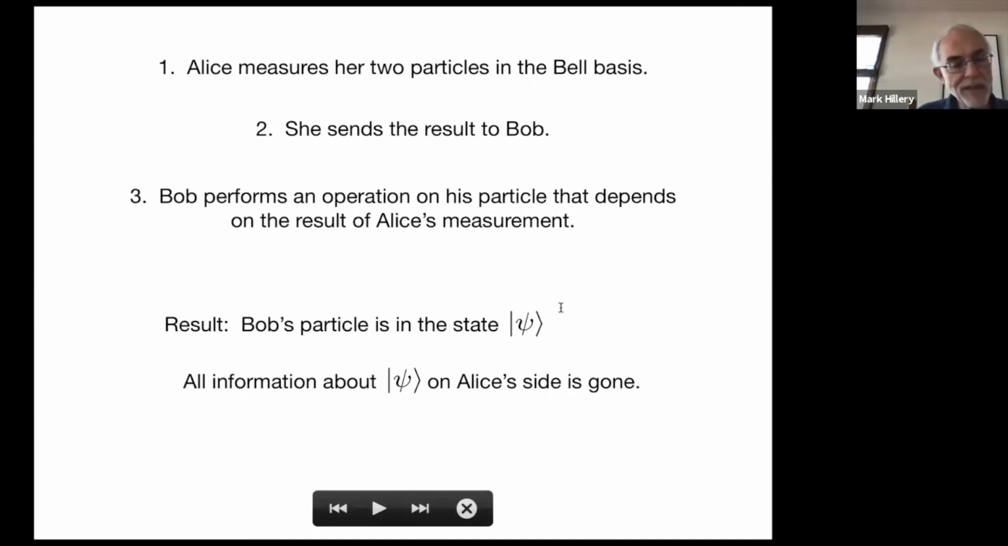And of course, we have to be a little careful here because we just mentioned the no cloning theorem. If Bob's qubit is in the state psi, that means Alice's qubit is definitely not anymore. So it turns out all information about this original state psi on Alice's side is completely gone. It's all been transferred from Alice to Bob, and there's no trace of it left on Alice's side.